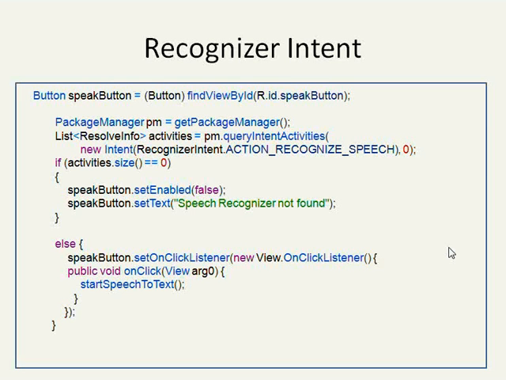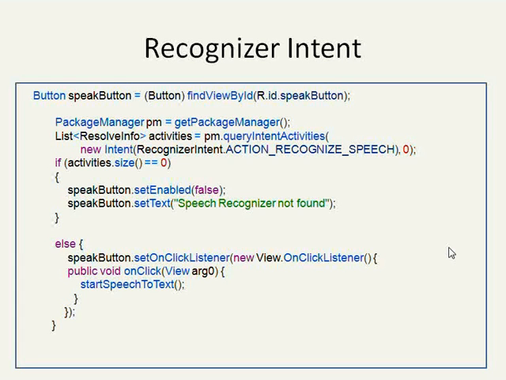Here the speak button is used to let the user press it when he wants to say something to the application. So speakButton: if there are no recognize intent enabled activities available, then it will not enable the speak button. So we have set enabled to false, and we are also going to change the text of that button to "speech recognizer not found".